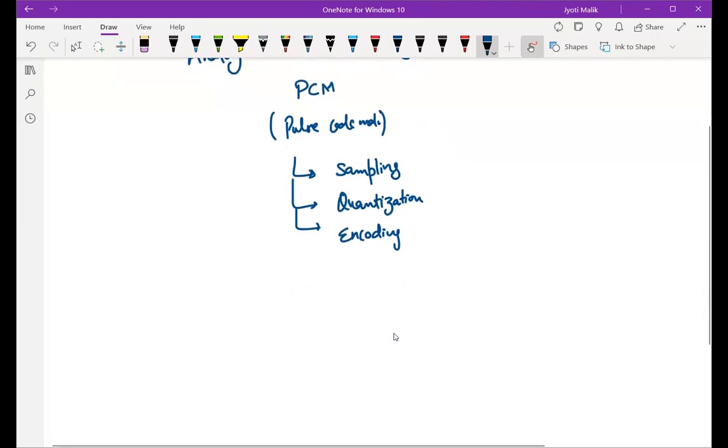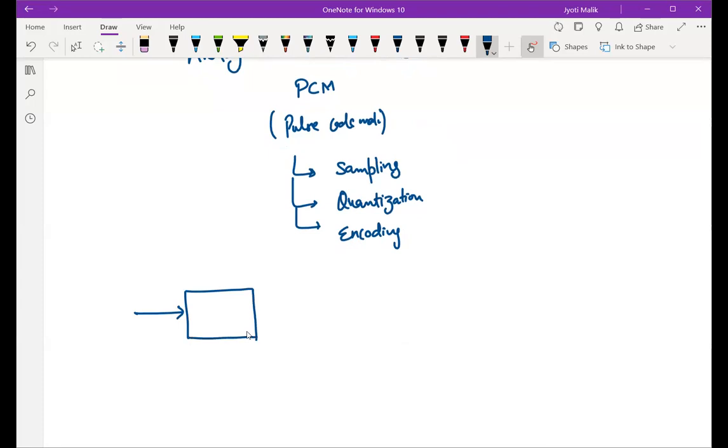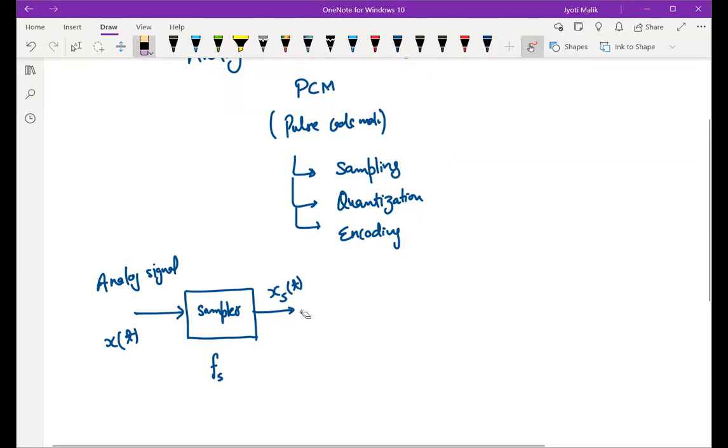If you have to draw the diagram for PCM, it would be something like this. Here you have your analog signal, which let's say is represented by x of t. This is your sampler, which will do the sampling at some sampling rate, let's say fs. The sampler gives you the output xs of t, which is the sampled version of the analog signal we gave it, right?